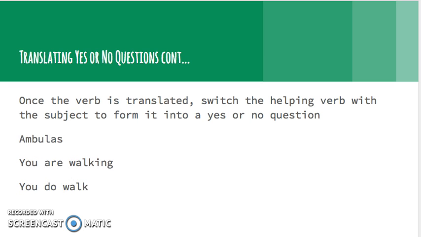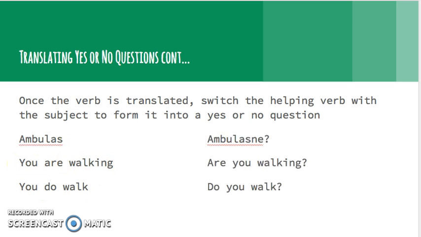So let's look at what we translated earlier. Ambulas, you are walking, or you do walk. To form it into a question, we'll take are and move it in front of you for are you walking? We'll take do and put it in front of you for do you walk. So that's the difference between a verb in a normal sentence, ambulas, and a verb in a question, ambulasne, for yes or no question.